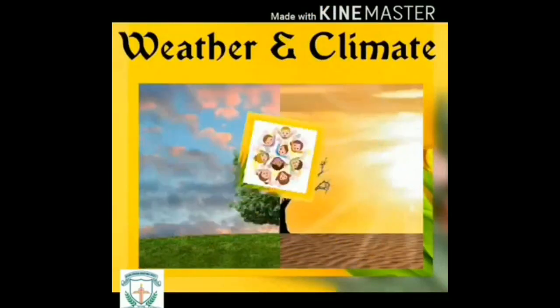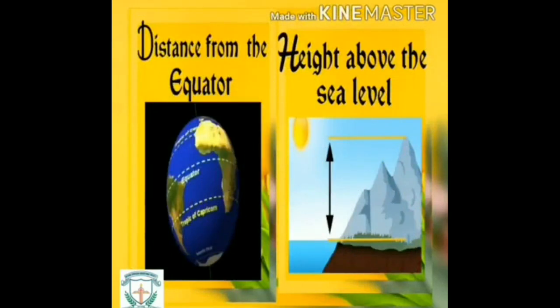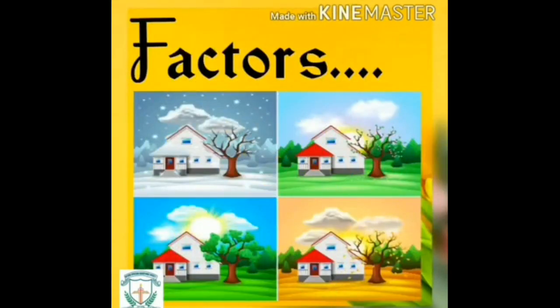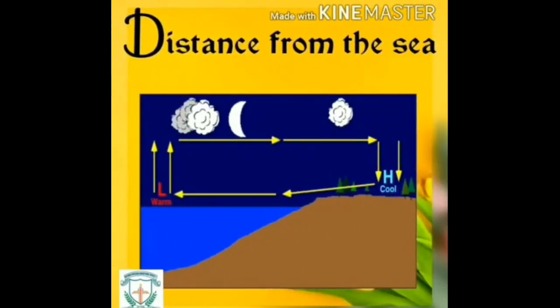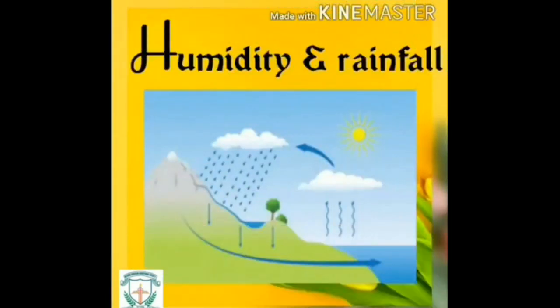Dear students, today we have learnt about the meaning of weather and climate. We also learnt about the two factors that influence climate. In the next session, we will learn about the other three factors that influence climate. They are, the first one, distance from the sea. Second one, direction of winds. The third one, humidity and rainfall.